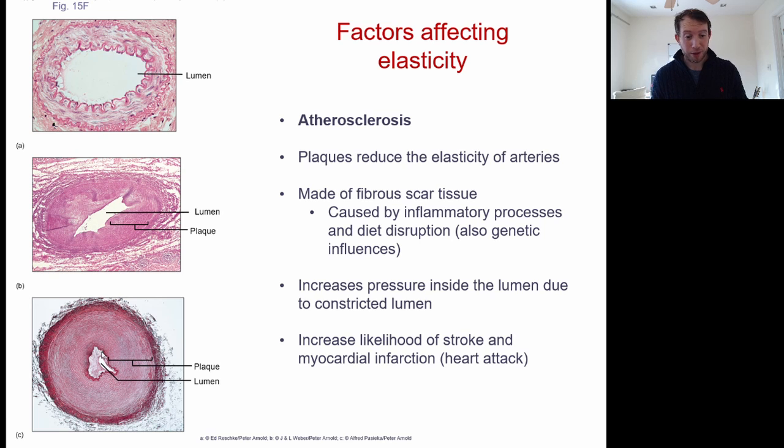So if there's a thrombus forming on the walls over here, it's going to occlude or sort of restrict the blood flow, right? Whereas if there's a thrombus up here, loads of blood can still get through. So that's why the risk is there.